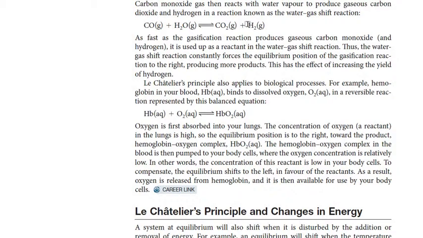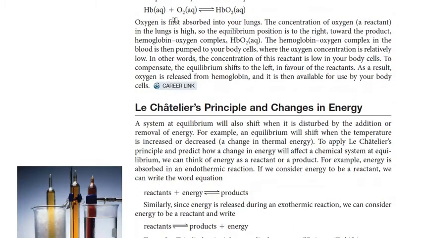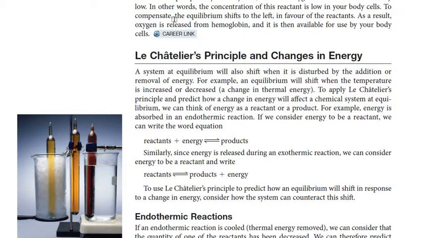The hemoglobin oxygen complex, HbO2, in the blood is then pumped to your body cells where the oxygen concentration is relatively low. In other words, the concentration of this reactant is low in your body cells. To compensate, the equilibrium shifts to the left in favor of the reactants. As a result, oxygen is released from the hemoglobin and is then available for use by your body cells. Now let's see Le Chatelier's principle and changes in energy.